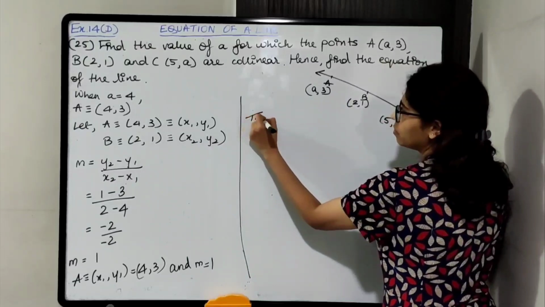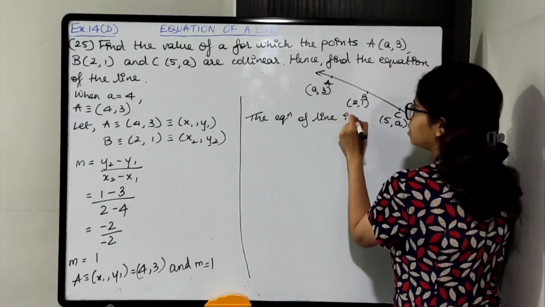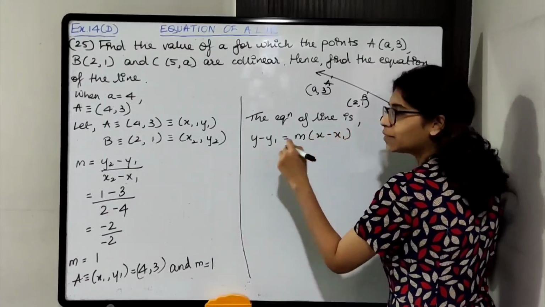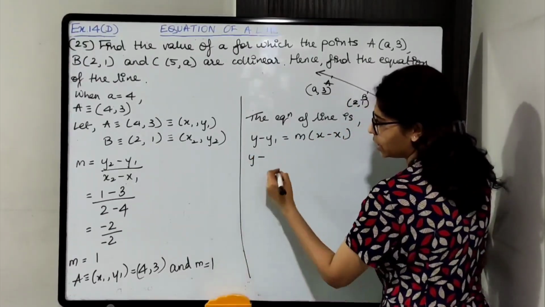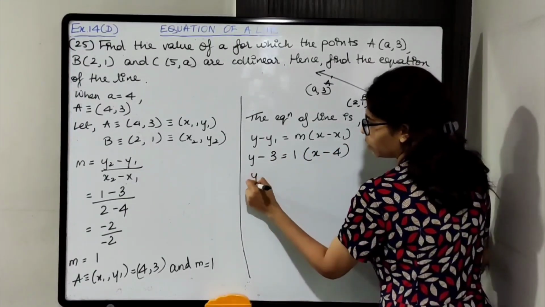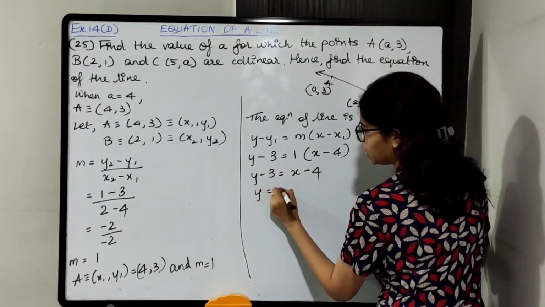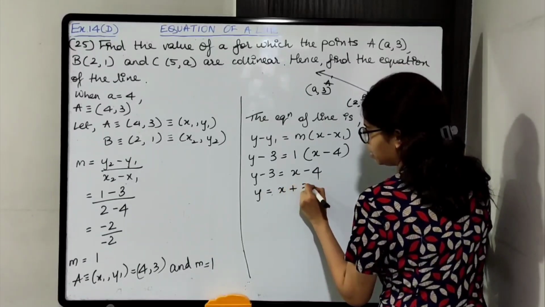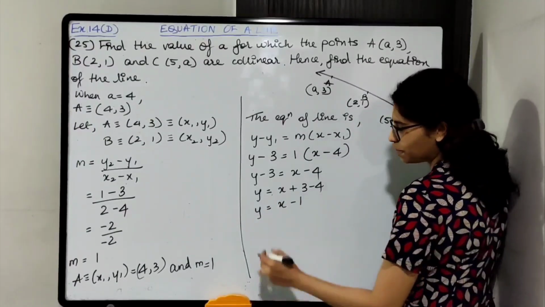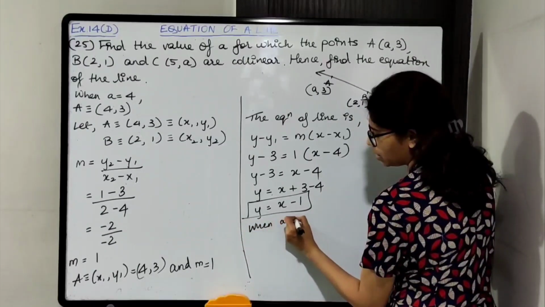So the equation, again no short form, of the line is y minus y1 equals m into x minus x1. Put the values. y1 is 3, m is 1, x1 is 4. y minus 3 is equal to x minus 4. Shifting 3 over here, y is equal to x plus 3 minus 4, that gives y is equal to x minus 1. Okay. Box this.